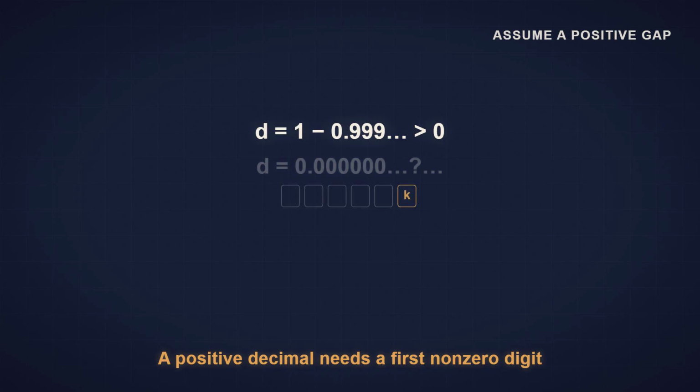Choose that position. Now look at 0.9 repeating. It has a 9 in that position, and in every position after it. The gap after that many 9s is already smaller than 1 unit in the chosen position. So D would have to be both at least that unit and smaller than it. The alleged first non-zero digit cannot exist.